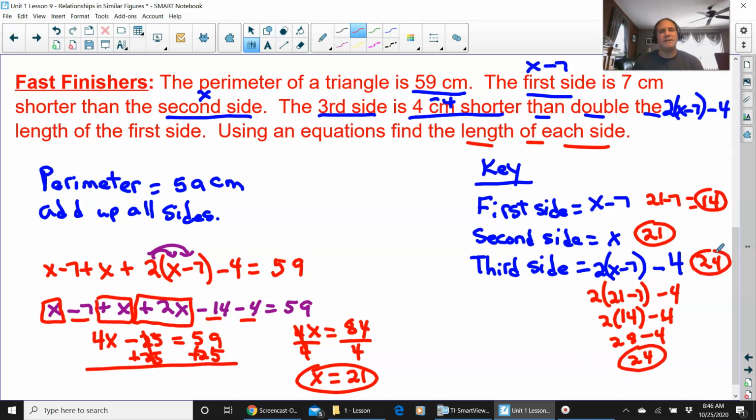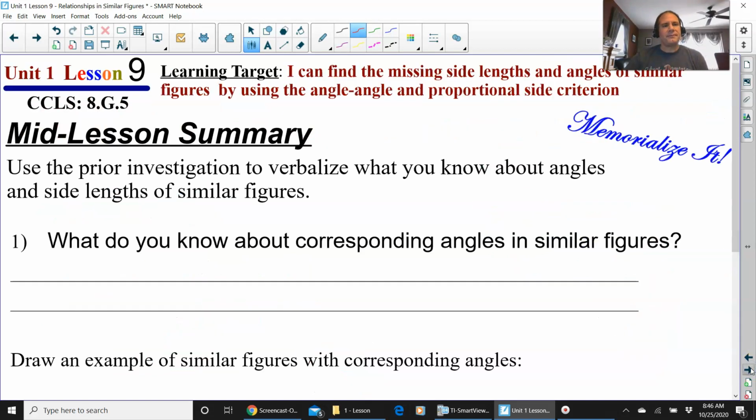And that's how you do that fast finisher. It's a tough question, but you can get through it. The key is completely necessary. All right, here is the mid-lesson summary.